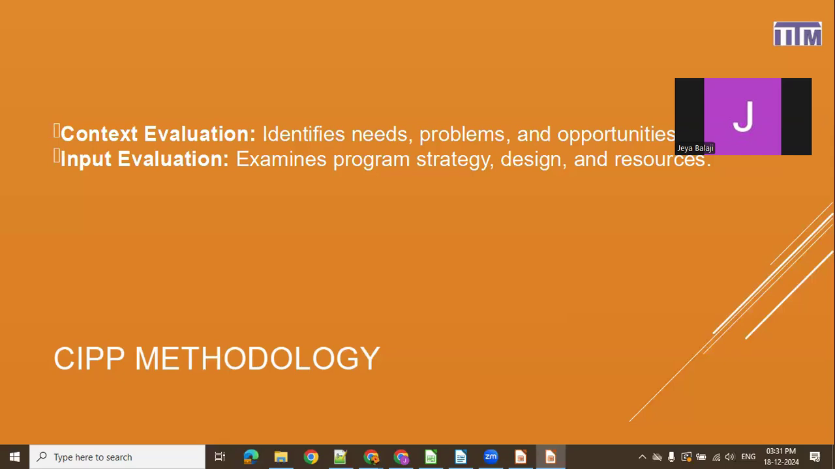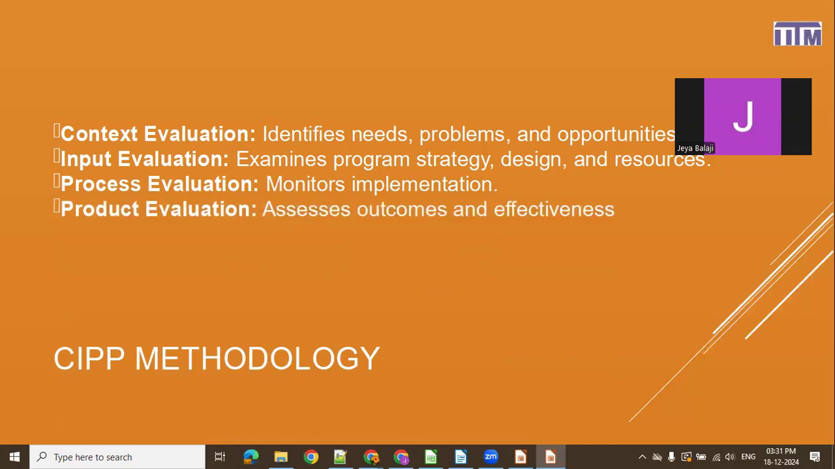These are all about what we have to prepare for the training. Process is about how well we delivered the training and how effective it is, how the participants received it, and it is more about how the training went through. The final P is the product evaluation, where we assess the outcome or the results of the system and how effective the training was. So this is the CIPP methodology. Again, it is a simple one, and we can easily adapt it in any kind of project.